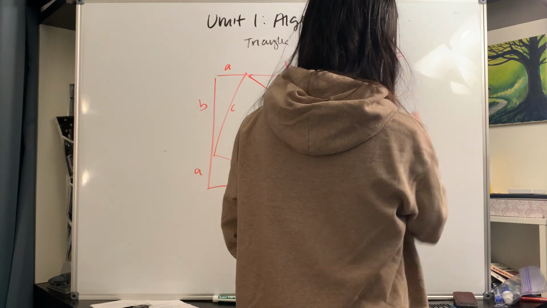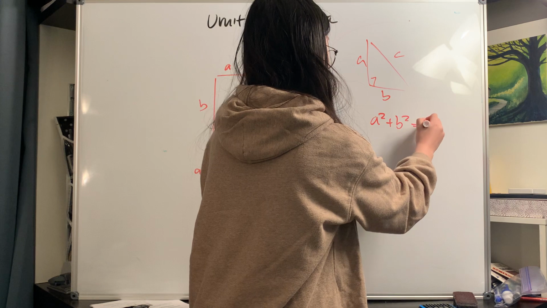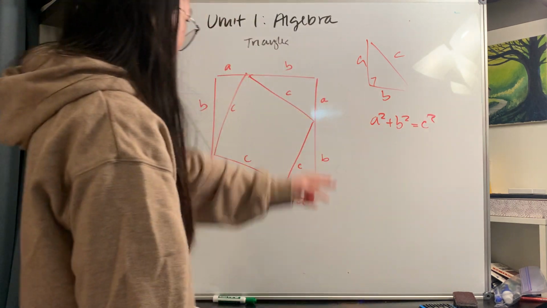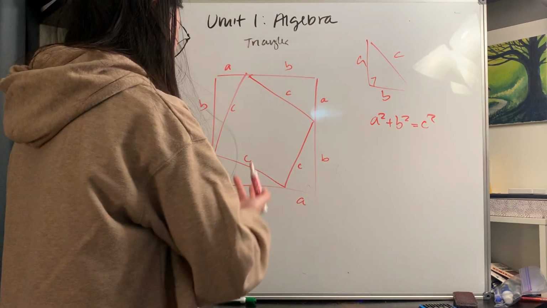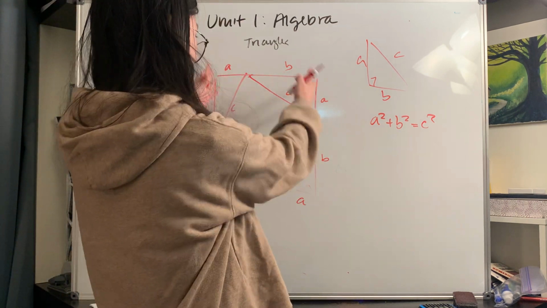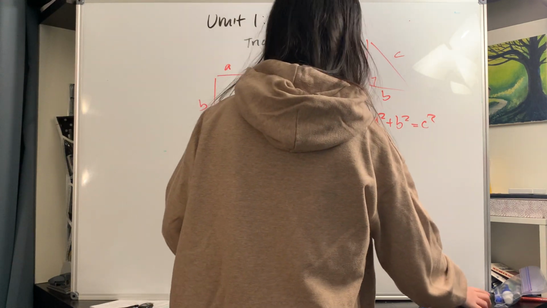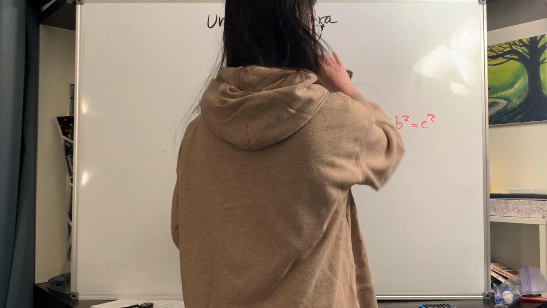A, B, C. You have a right triangle like this. A squared plus B squared is equal to C squared. And we're going to prove that using this sort of complicated diagram that we have above. We are going to figure out the area of this huge square using two different methods. And then along the way, we're also going to prove that A squared plus B squared is equal to C squared.